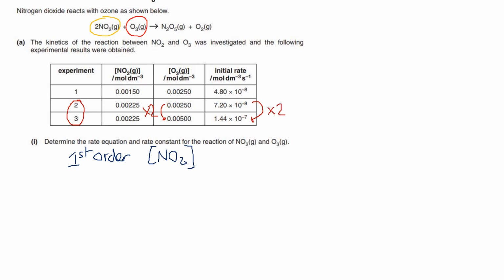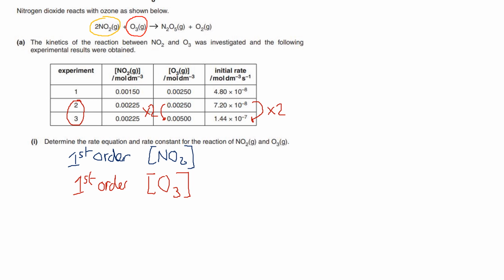And if you're trying to work out how I worked out it's doubled, I took the bigger number, which is 1.44 times 10 to the minus 7, and I divided by the smallest number, 7.2 times 10 to the minus 8. And actually the bigger number is twice as big as the smaller number. So therefore it's also first order with respect to the ozone. Because doubling the concentration doubles the rate, it's directly proportional.